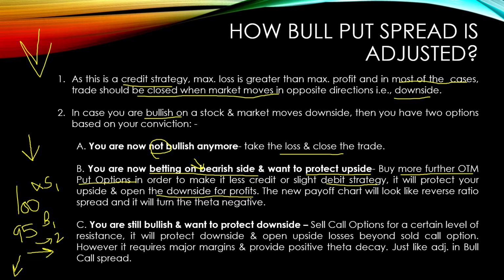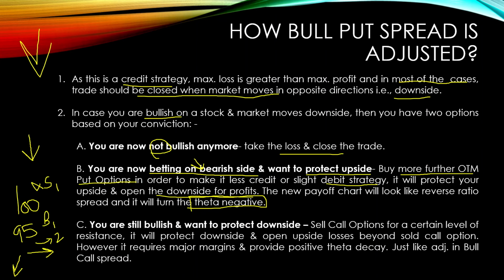The new payoff chart will look like a ratio spread, and it will turn the theta negative. It is important to point out that when you become a net buyer of options, the theta will be negative. So this was the bearish side.